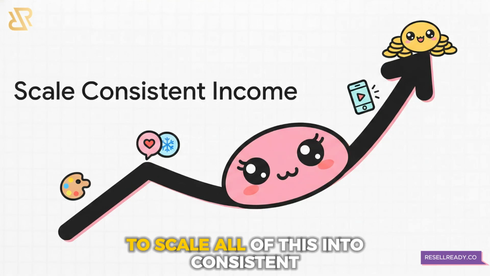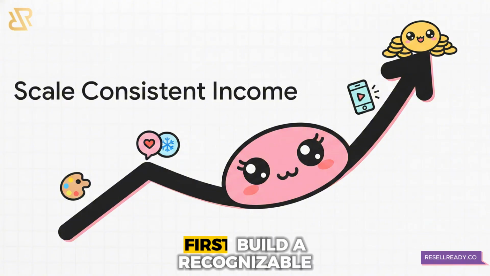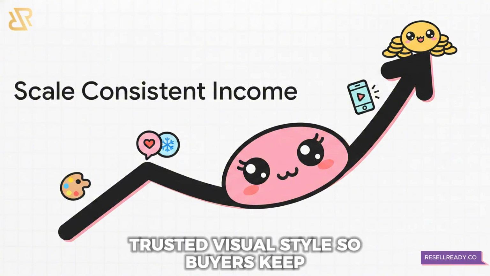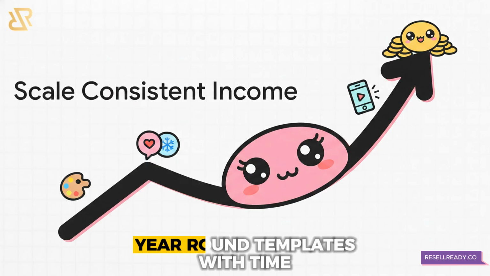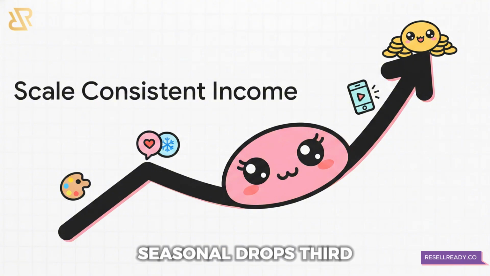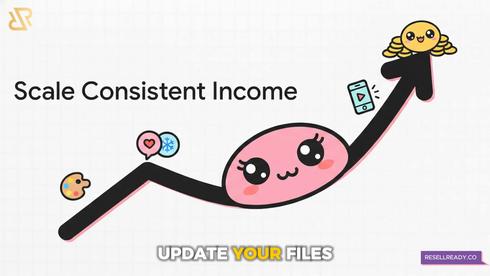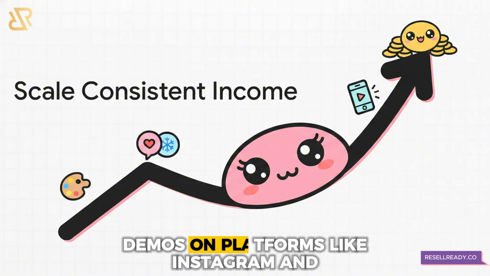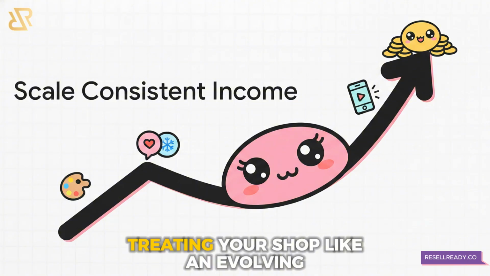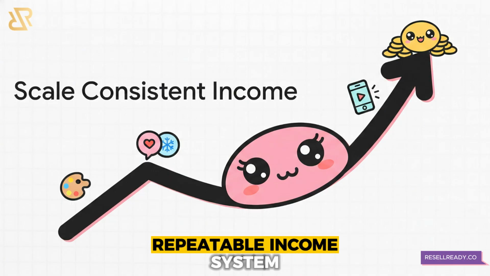To scale all of this into consistent income, you'll want to lean into a few specific growth tactics. First, build a recognizable, trusted visual style so buyers keep coming back. Second, mix your evergreen year-round templates with time-sensitive seasonal drops. Third, listen to your buyers, iterate and update your files based entirely on the reviews and feedback. And fourth, promote your products with Watch Me customize real-time video demos on platforms like Instagram and TikTok. Treating your shop like an evolving product line is exactly how you generate a repeatable income system.